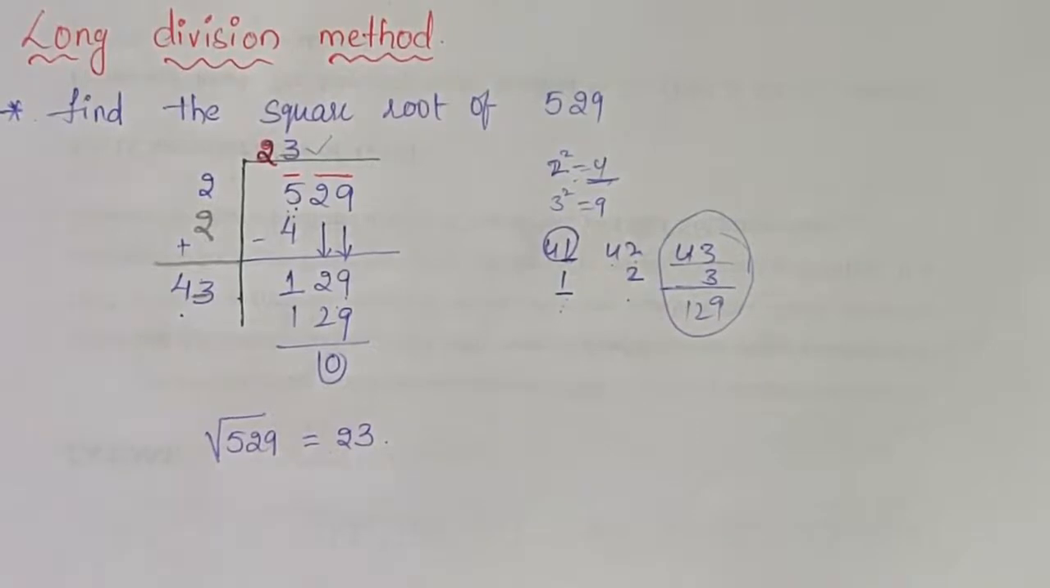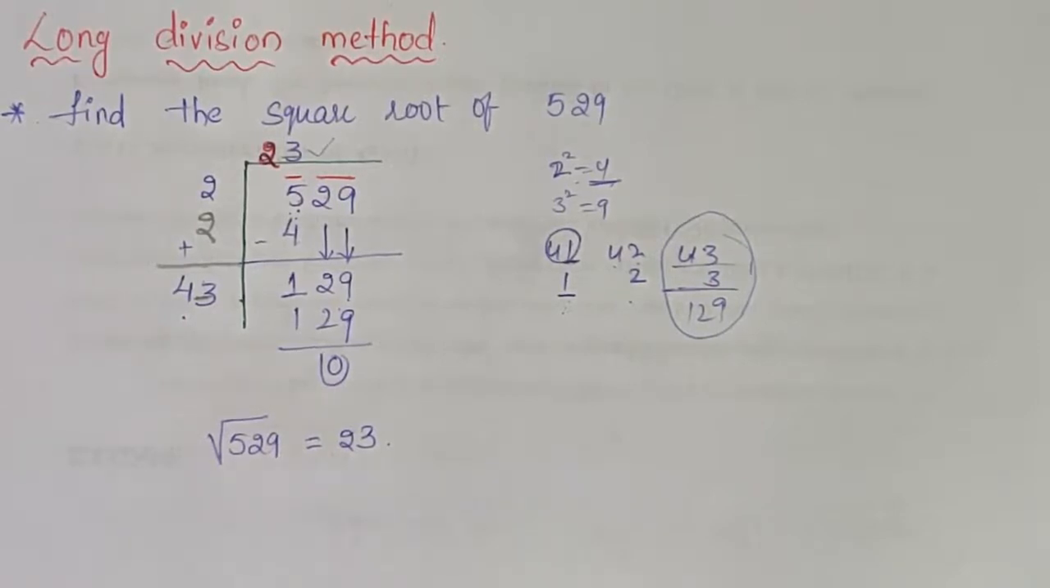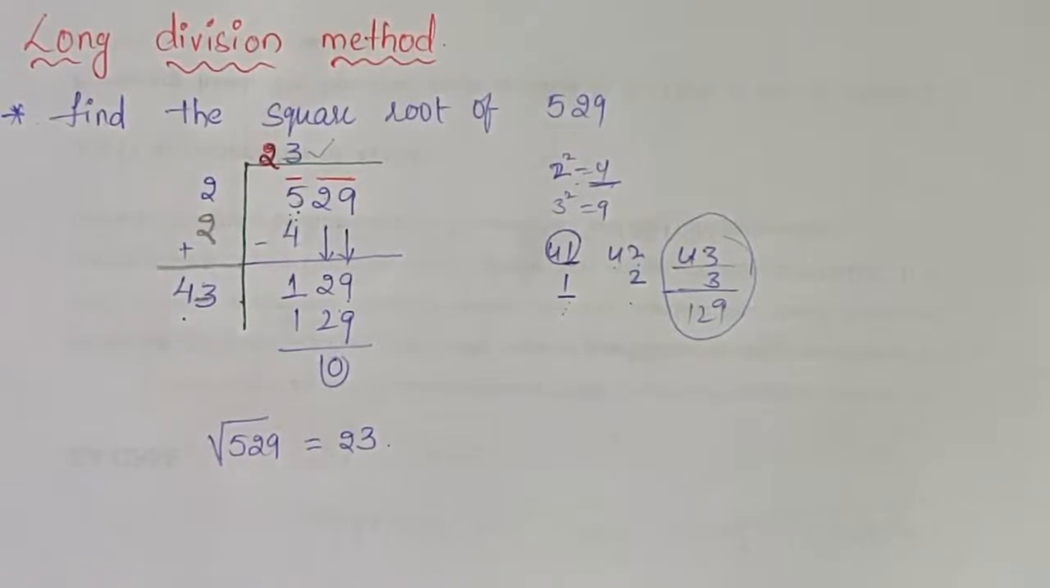Let us see another number. 529 is a perfect square number. That is why we get a perfect square root. But if the number is not a perfect square, how can we find the square root of that particular number? We'll take another example. Many members are having trouble finding the square root of 2. Now we'll check how to find the square root of 2. Not only for 2, any single digit which is not a perfect square you can find by using this method very easily.